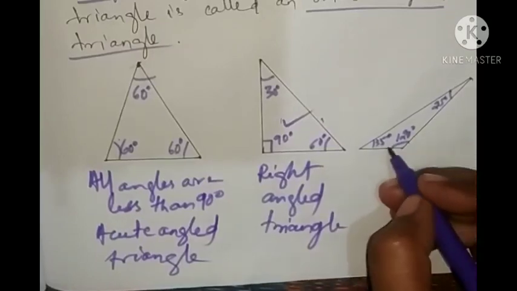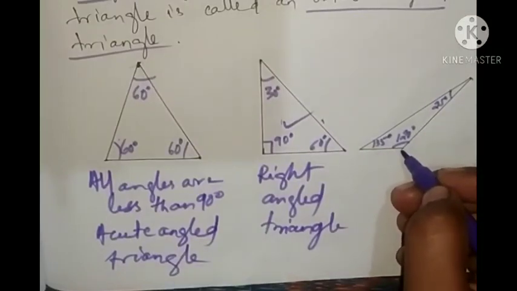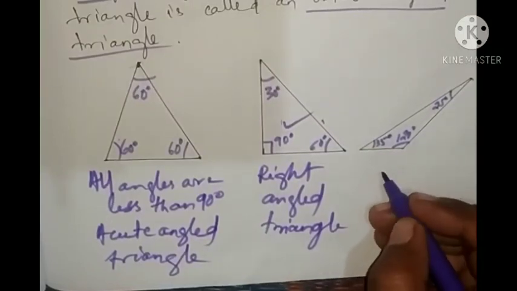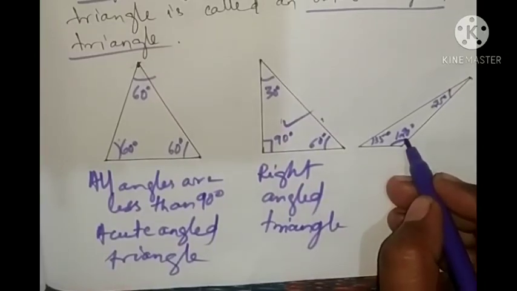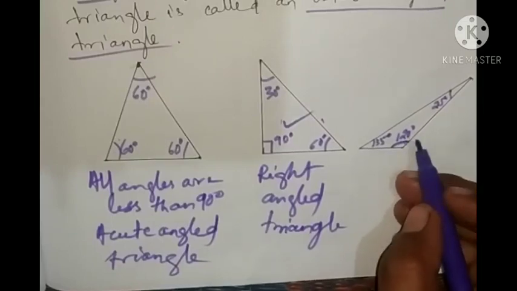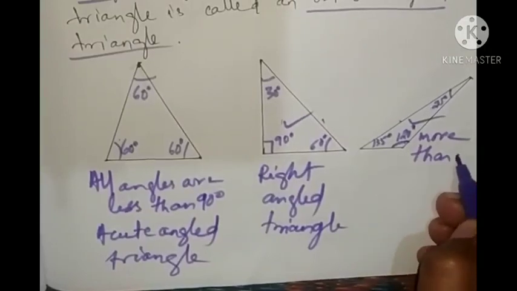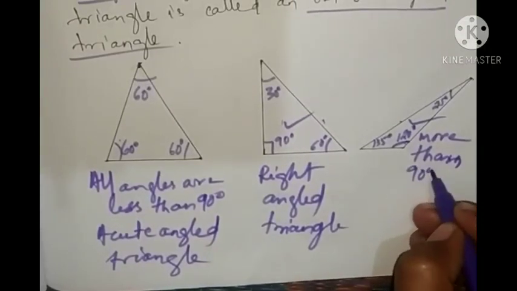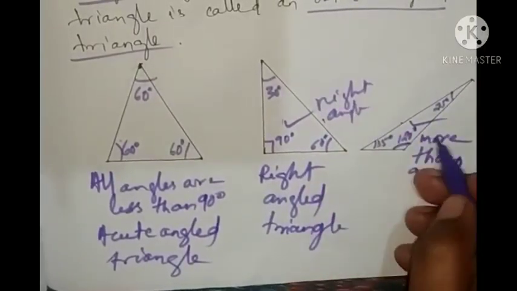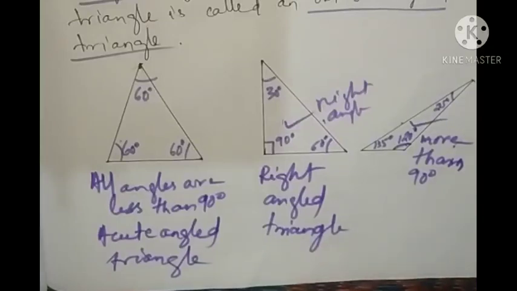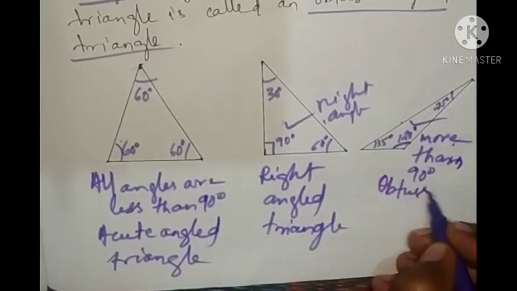Next you see 35 degree, 25 degree, 120 degree. Let's find out. Here one angle is more than 90 degree. More than 90 degree means one angle is more than 90 degree, so it is an obtuse angled triangle.